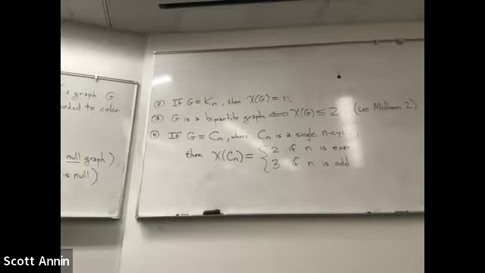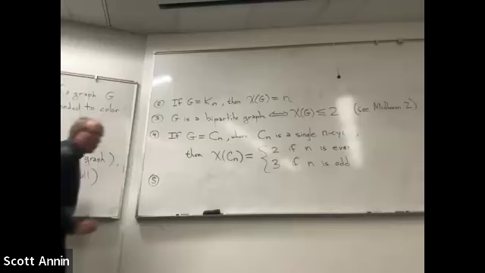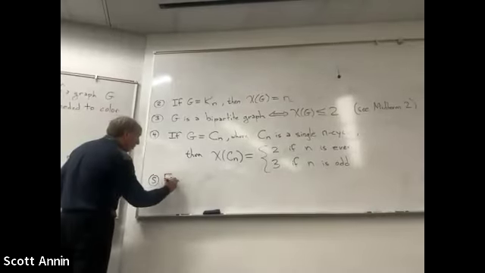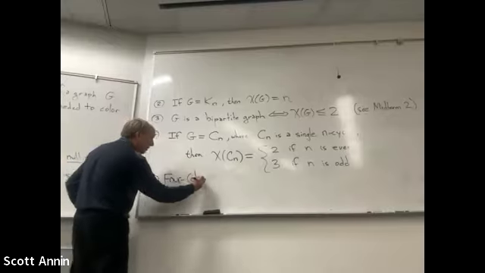The next example is not really an example. It is a famous result in graph theory. Number 5, this is called the 4-color theorem.